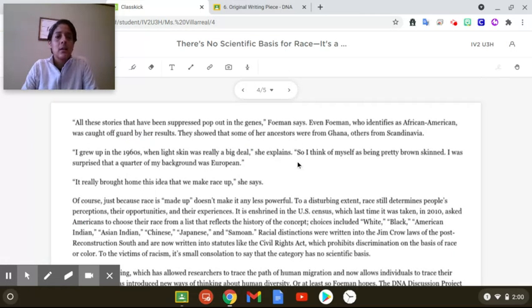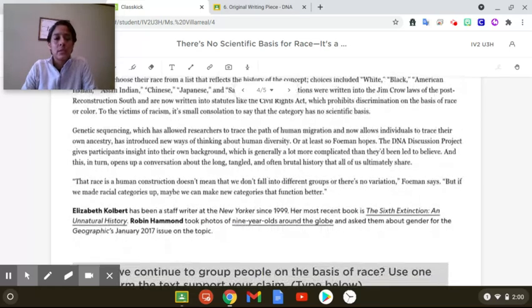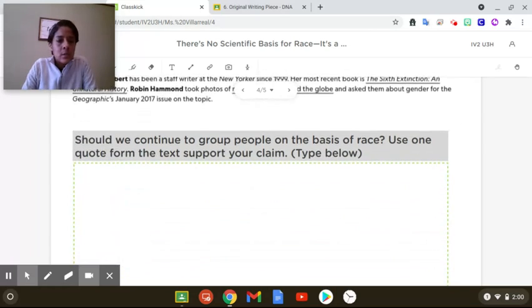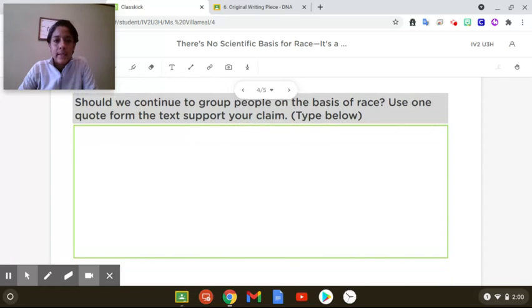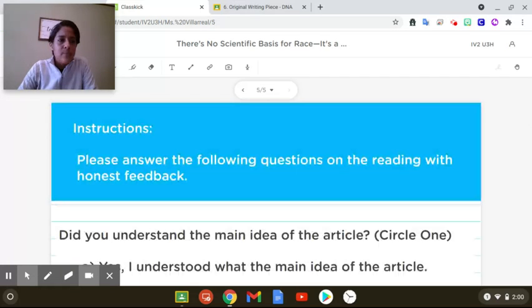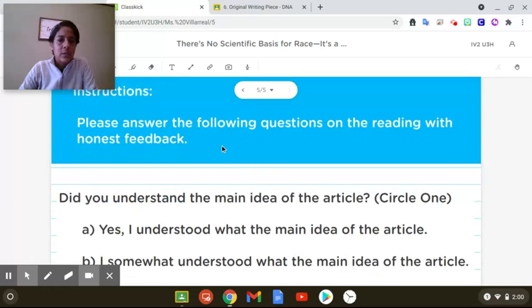Then lastly, that concludes with one person's experience with doing her own hereditary research. And then the last question is, should we continue to group people on the basis of race? Use one quote from the text to support your claim. After you're done reading and answering all the questions on slide 5, there are just some follow-up questions about the reading.